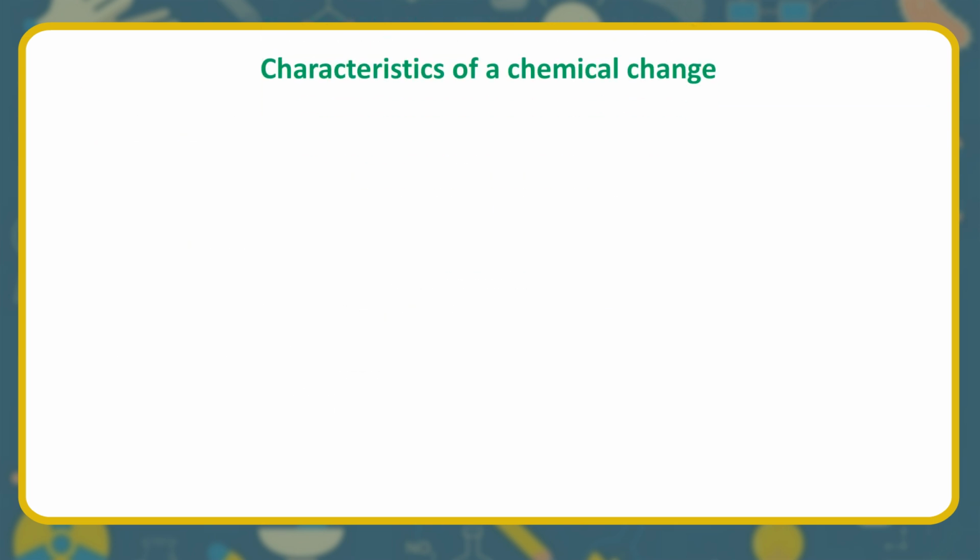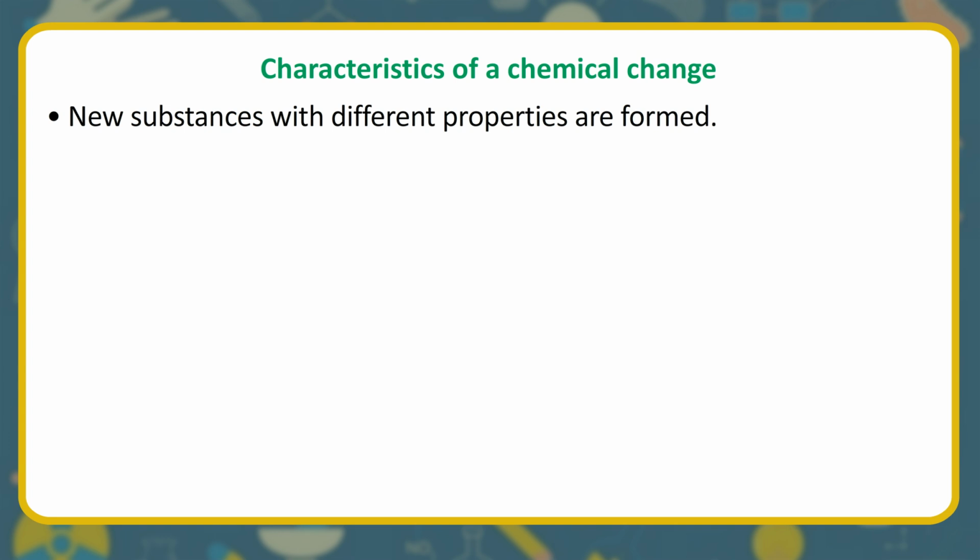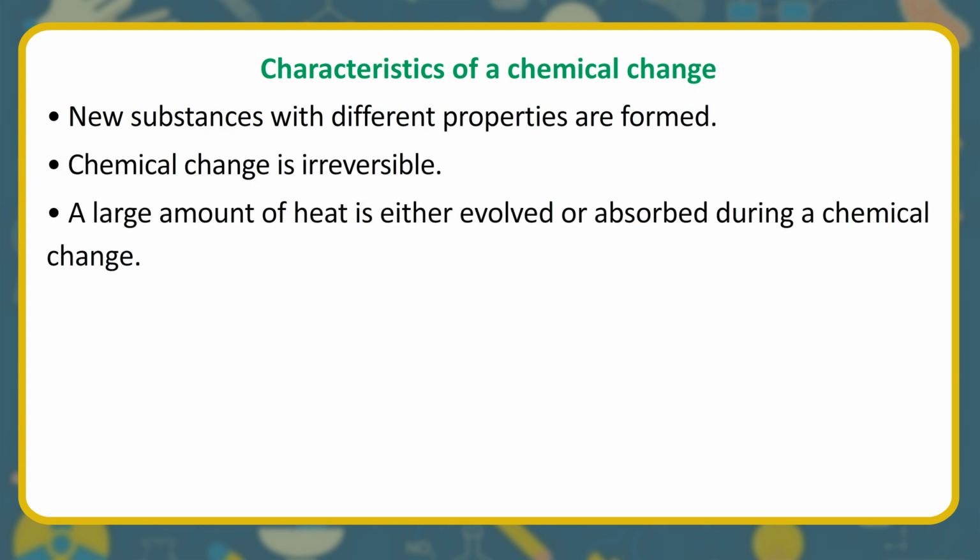Characteristics of a chemical change. New substances with different properties are formed. Chemical change is irreversible. A large amount of heat is either evolved or absorbed during a chemical change.